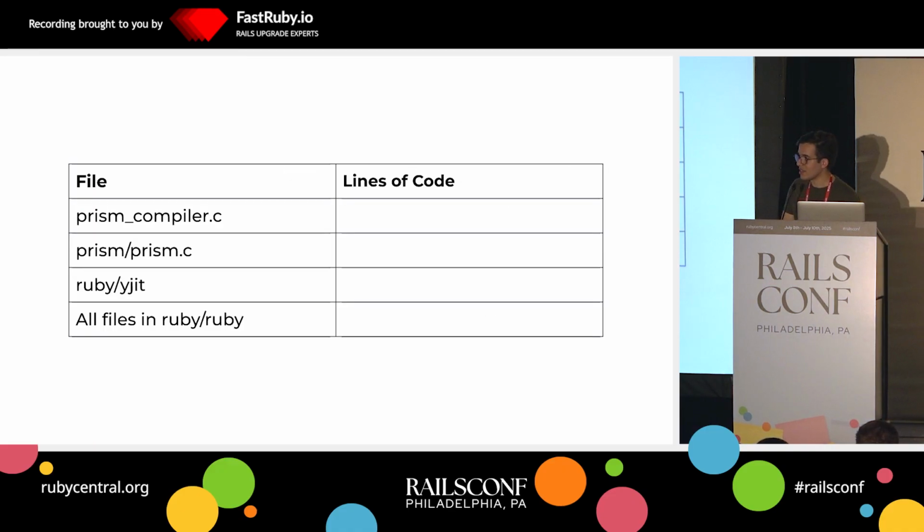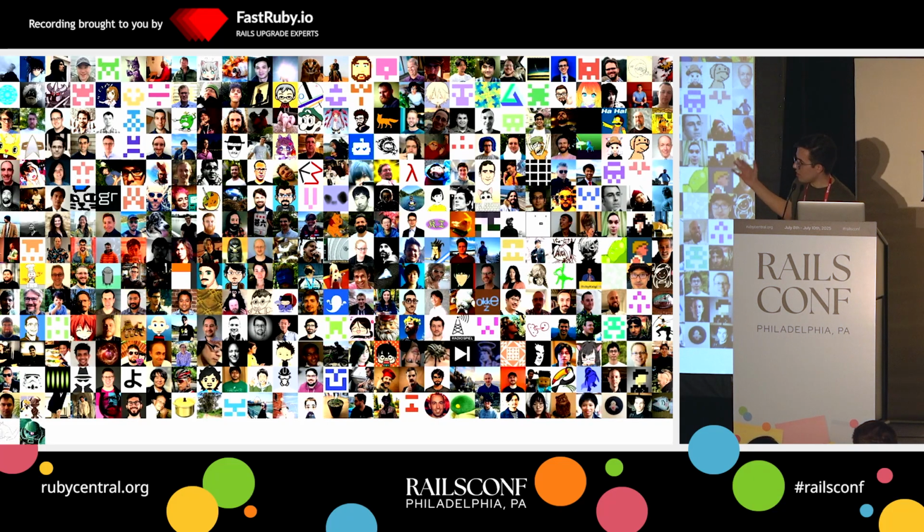To give you an example of this complexity, the Prism compiler has 8,000 lines of C code. The Prism parser has 16,000 lines of C. YJIT itself has 25,000 lines, and this is what it was the last time I checked months ago. And if you count all files inside the Ruby repository, you have over 1.5 million lines of code. That's the work of almost 400 individuals.